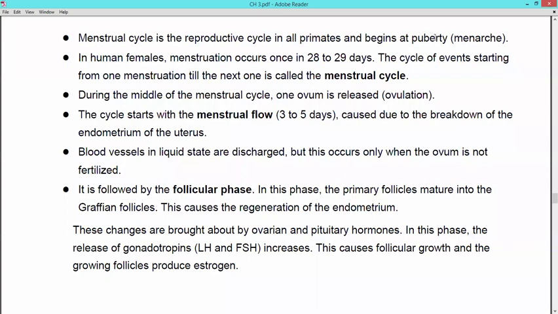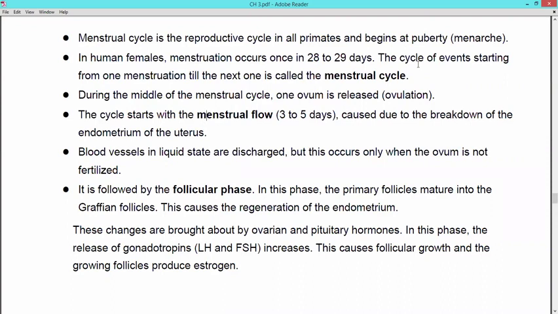Today we are going to see 12th science biology and we are going to resume chapter 3, that is human reproduction. Today we are going to see one of the main topics of this chapter, and that is the menstrual cycle. First we are going to see what exactly it includes, and then we'll shift to the figure and understand how exactly the menstrual cycle takes place.